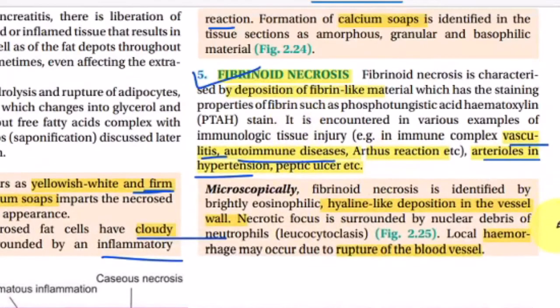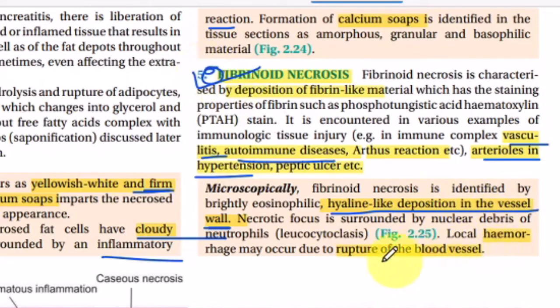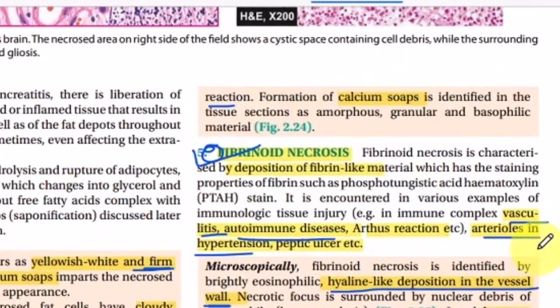So there are hyaline-like deposits present in the vessel wall. Vessels have three layers: tunica intima, media, and adventitia. Most commonly the damage occurs in the tunica intima part, and there is a deposition of hyaline-like material. When the vessel wall is weakened because of this fibrinoid type of necrosis, the vessel may rupture and it leads to hemorrhages. So when fibrinoid necrosis occurs in the vessels and those vessels rupture, they may lead to hemorrhagic changes.